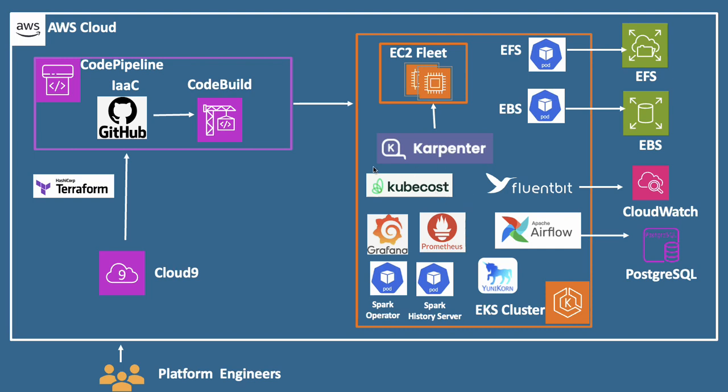Then we created the observability stack, including Prometheus, Grafana, and Kubecost. Then we deployed, of course, FluentBit for the logging. Then we had Airflow, the open source version, deployed for workflow management. Then we also deployed Spark operator and the Spark history server along with Unicorn. So this is how a typical open source data platform looks like in Kubernetes or on Amazon EKS.